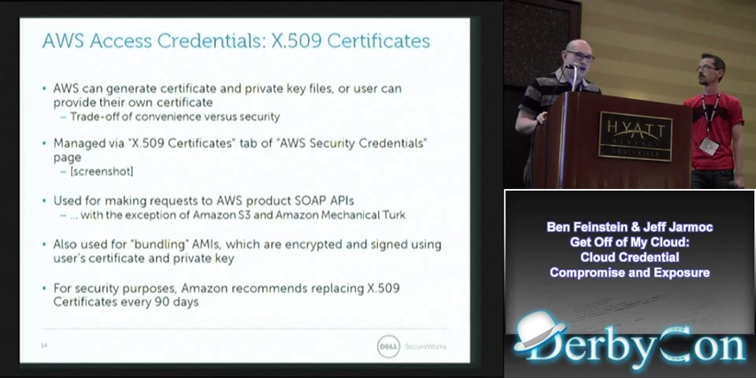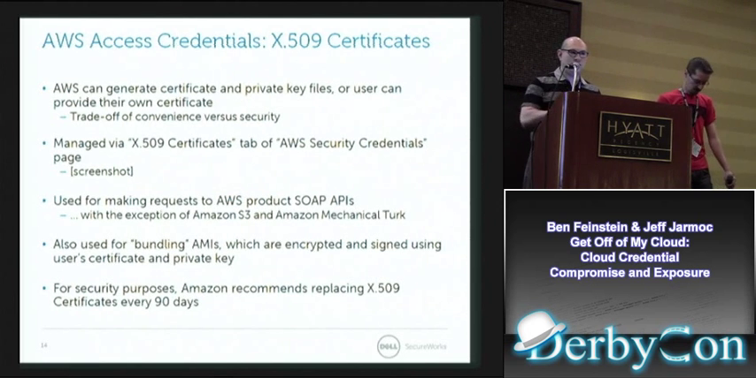Another juicy target is X509 certificates. You use these for their SOAP APIs, with the exception of S3 and Mechanical Turk. Again, there's a lot of complexity here as these things have grown organically, so certain web services and APIs use one thing and certain others use a whole other set of credentials. You can choose to have Amazon generate the private key on your behalf, or you could generate it on your own machine and then upload the public key part of it.